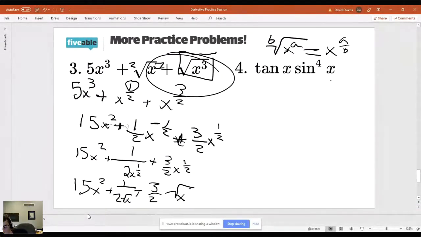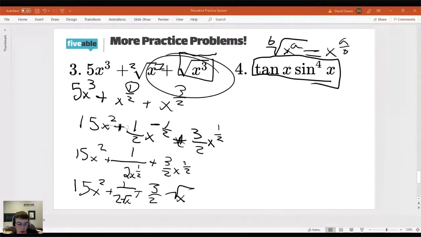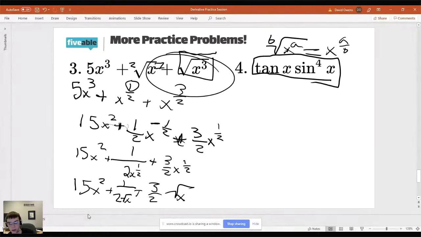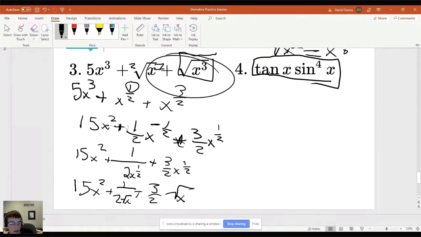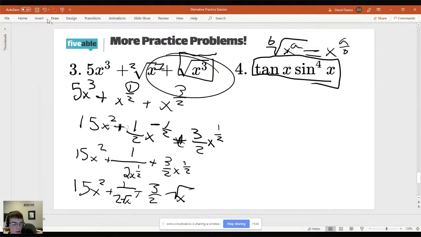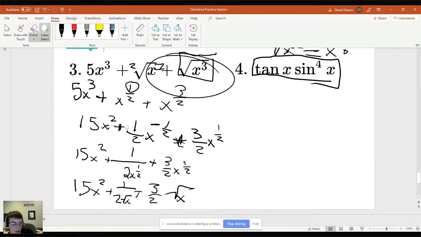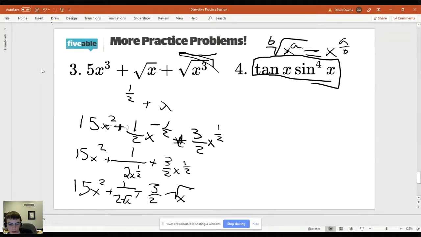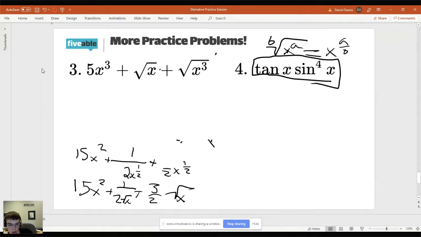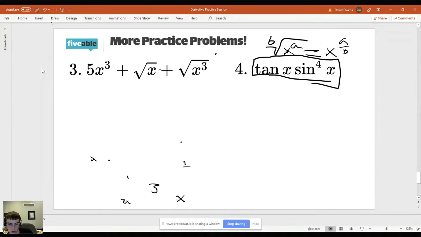All right, so let's take a look at our final example problem here. So what do we have? We've got tan x to the sine, the sine fourth of x. Let's get rid of all of our markings so our slide looks a little cleaner. All right. So what we can see here is that let's rewrite this using more traditional power notation.